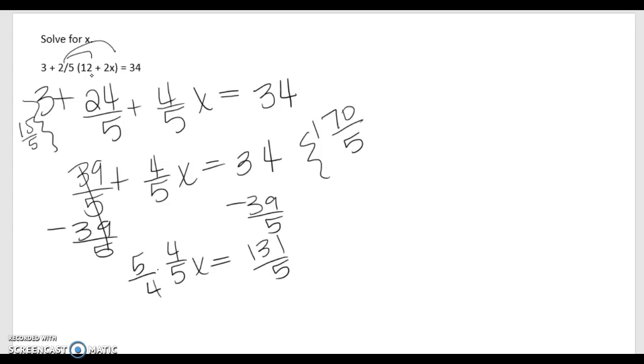Now we multiply by the reciprocal. My 5's go away and I wind up with 131 over 4. And that is my answer.